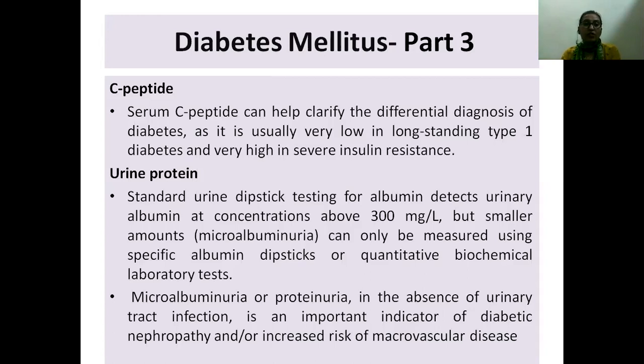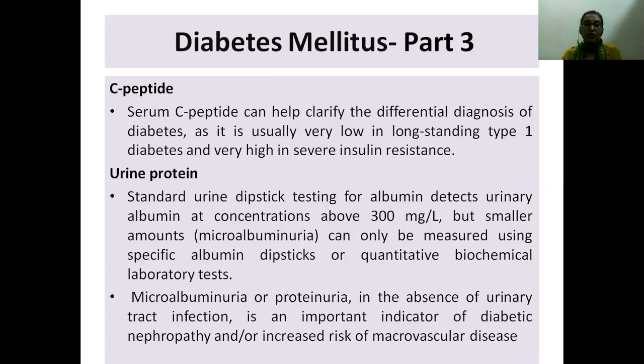The next important test is urine protein. If there is a passage of protein in the urine, it clearly indicates that there is some abnormality in the kidney, so it indicates nephropathy. Standard urine dipstick testing for albumin detects urinary albumin at concentrations above 300 mg per deciliter. But small amounts of protein, that's microalbuminuria, can only be diagnosed by using a specific albumin stick or by a quantitative biochemical laboratory test.